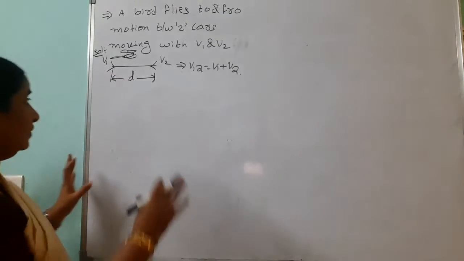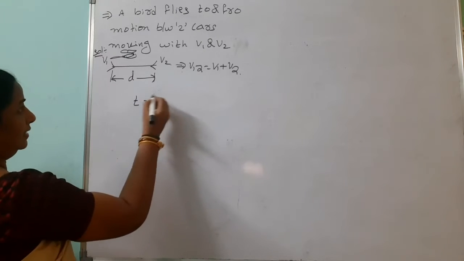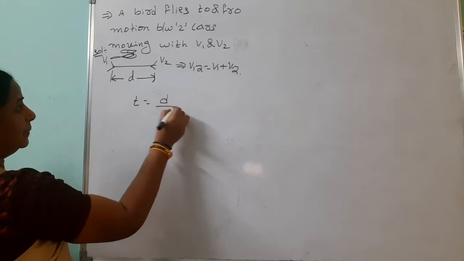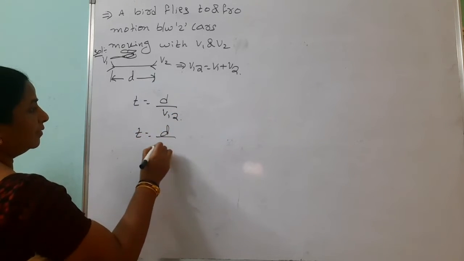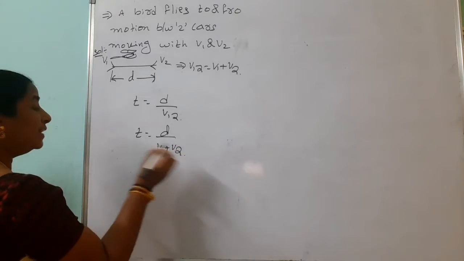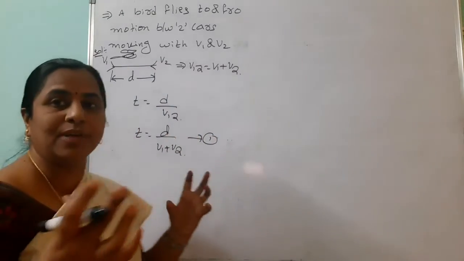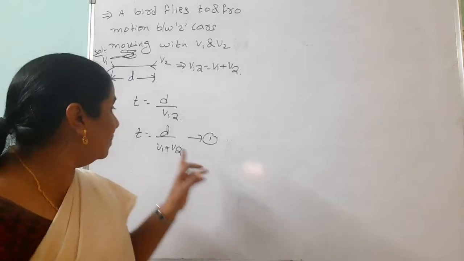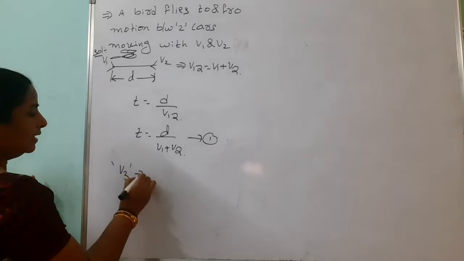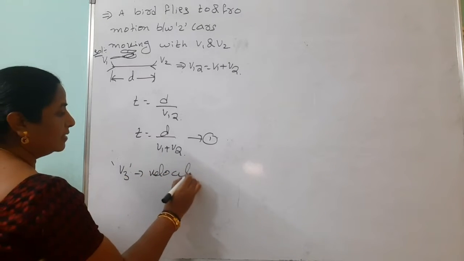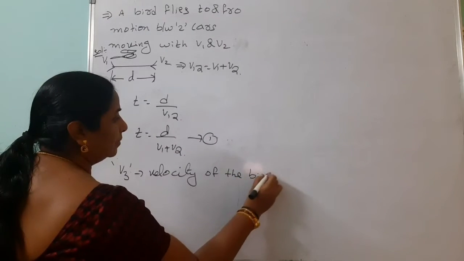In this, first we take the time. The general formula for time is distance by velocity. Here the distance is d and the relative velocity is V12. So t equals d by V1 plus V2. But the bird also takes the same time, no? The time of the bird and the time the two cars take to approach each other are the same. Clearly in our problem V3 is the velocity of the bird. The question is how much distance is covered by the bird.